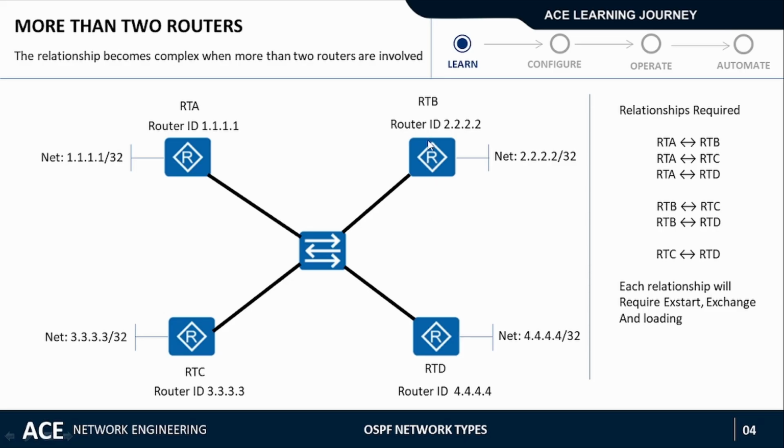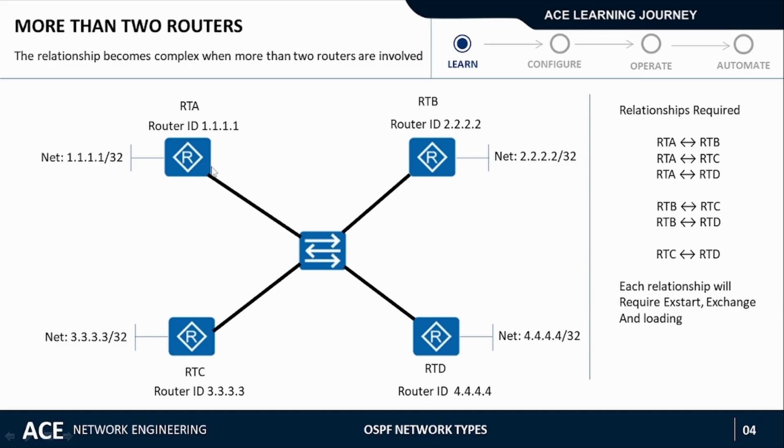Then router B already has an adjacency with router A, so it will establish an adjacency with router C and router D. So those are two adjacencies. Then router C has already established adjacency with router B and router A, so it will only be remaining with router D to form an adjacency. So as you can see, we have 6 adjacencies for 4 OSPF routers.